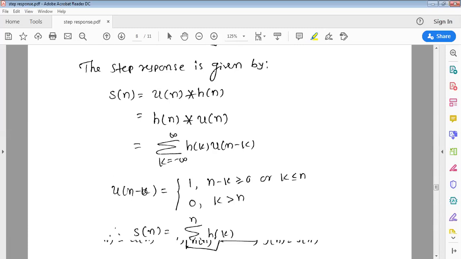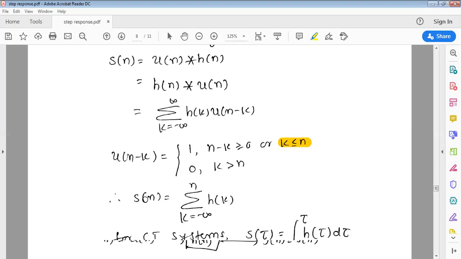When n minus k is greater than or equal to 0, it means k should be less than or equal to n. If k goes above n, for example, n is 5 and k is equal to 6, what happens? u of 5 minus 6, u of minus 1, that will not exist and it will become 0. Therefore, the maximum value of k can become n. Therefore, I'll write my summation as s of n is equal to summation, lower limit will be minus infinity, because u of n plus 1, n plus 2, n plus 3, all of them will exist. Therefore, k will go from minus infinity, and the upper limit is k equal to n only, of h of k.